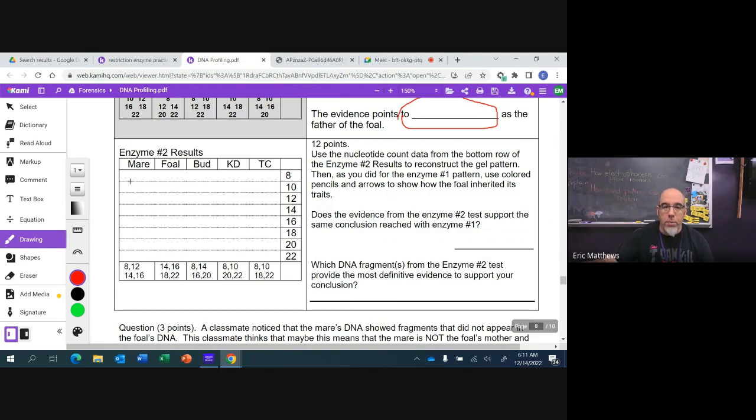So, for instance, the mare has one band at 8. So we would do her band at 8. Then she has one at 12, at 14, and 16. And then, so I did all 4 of those. So now you're just going to do the same thing for each and come to the conclusion. Does it mean the same thing?